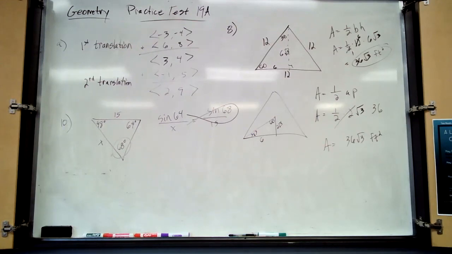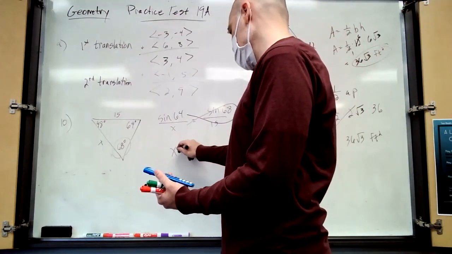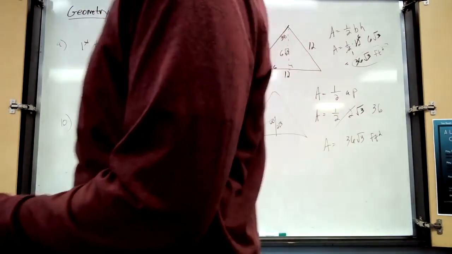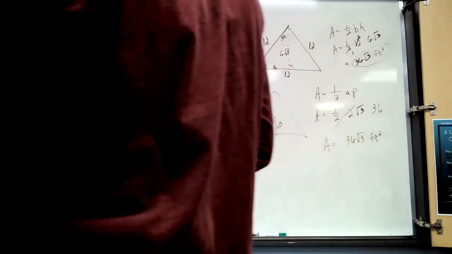Sine of 64 times 15, divided by, parenthesis, sine of 68. And I get 14.54. So x is approximately 14.54. Does it make sense? Kind of does. All right.